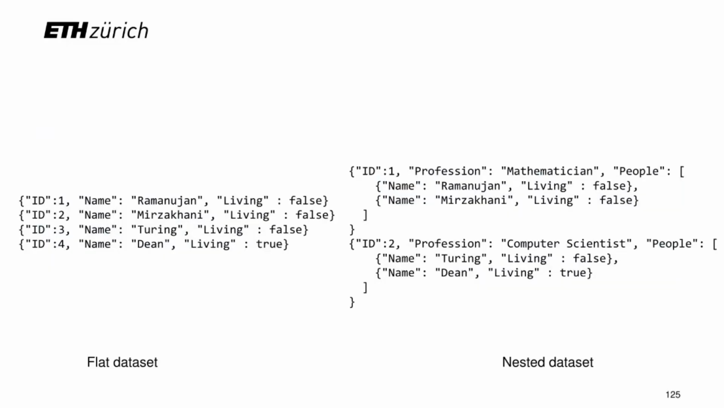You see here the keys that repeat. ID, name, living, that's a waste of space here, right, to repeat the keys all over the place. So on the left, it's flat because all of the values are atomic values. And on the right, it's nested because you have nested arrays and nested objects.